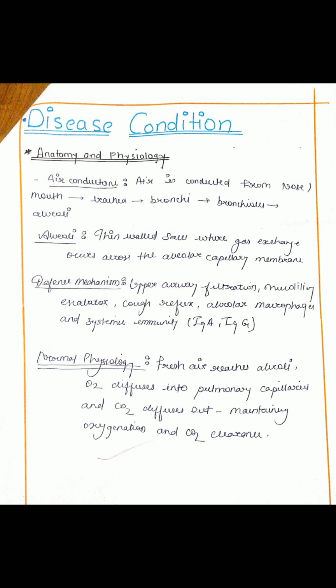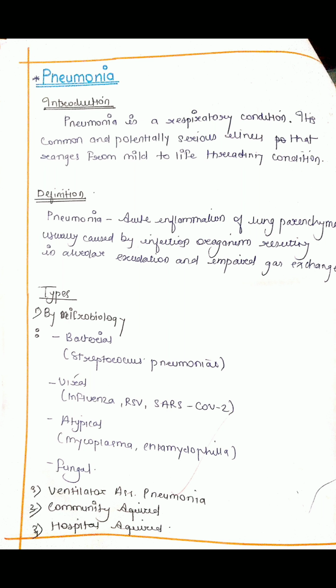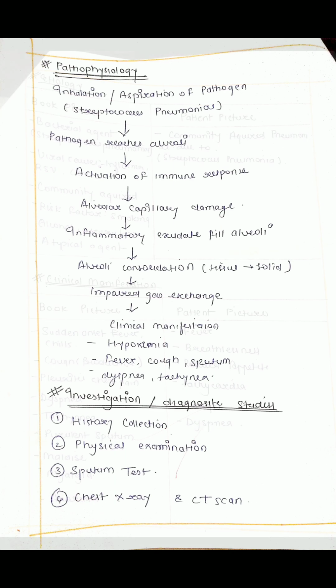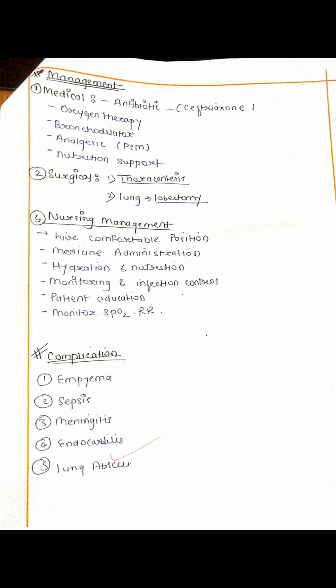Then comes the disease condition, in which we have to write the anatomy and physiology of that disease condition. Then comes introduction, definition, and then the types of that disease condition, like which is given here. Then comes etiology and clinical manifestation, in which we have to write in two columns, the book picture and the patient picture. Then comes pathophysiology and the investigation and diagnostic studies in a flow chart. Then comes management: medical, surgical, and nursing management.